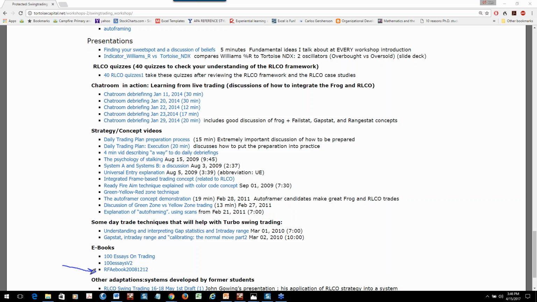This Ready, Fire, Aim ebook from 2008 is a tribute to my dear and now recently departed friend and mentor, Mark McDowell, God bless him, a genuine angel and a powerful force for good in the world. From about 2005 through 2008, he was following me through the chat room and analyzing the things that I was doing, and we turned that into a structured approach to adaptive trading. Many of those lessons learned then became the groundwork to become more formalized in what became the RLCO framework and the frog day trading system.